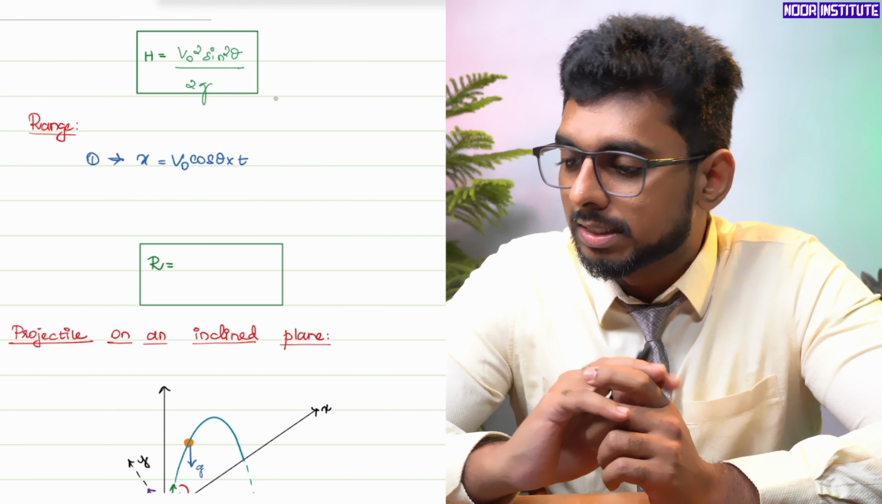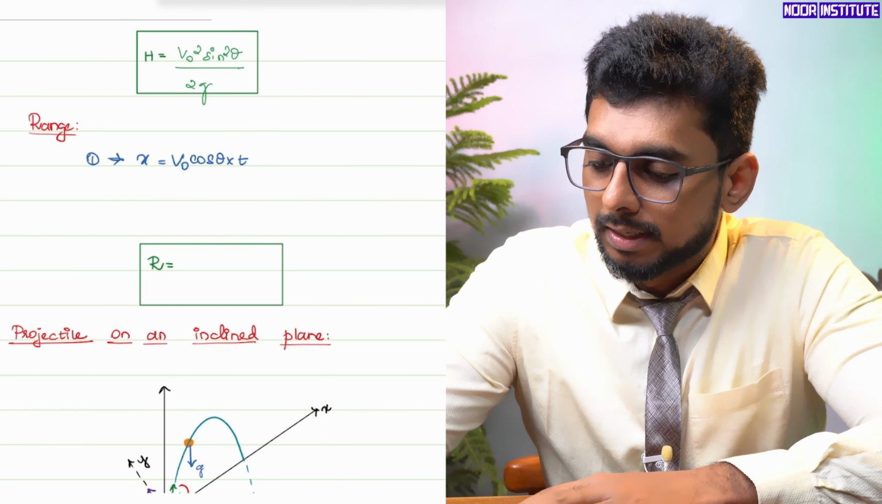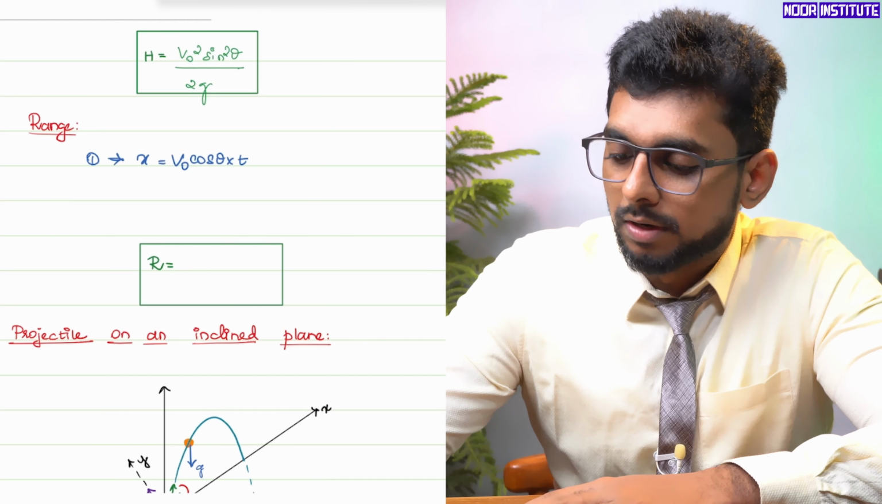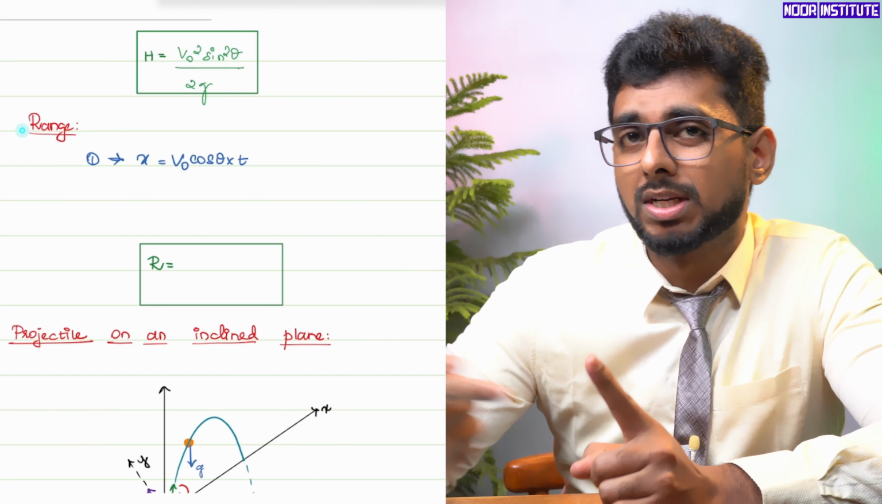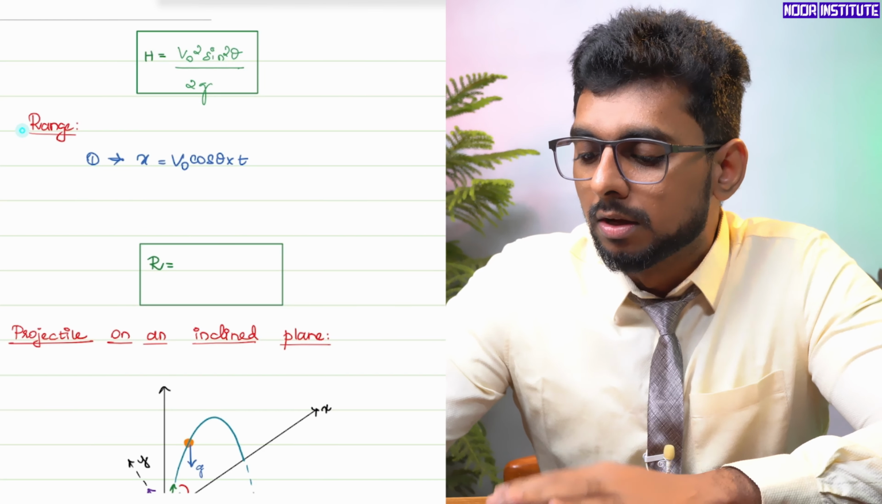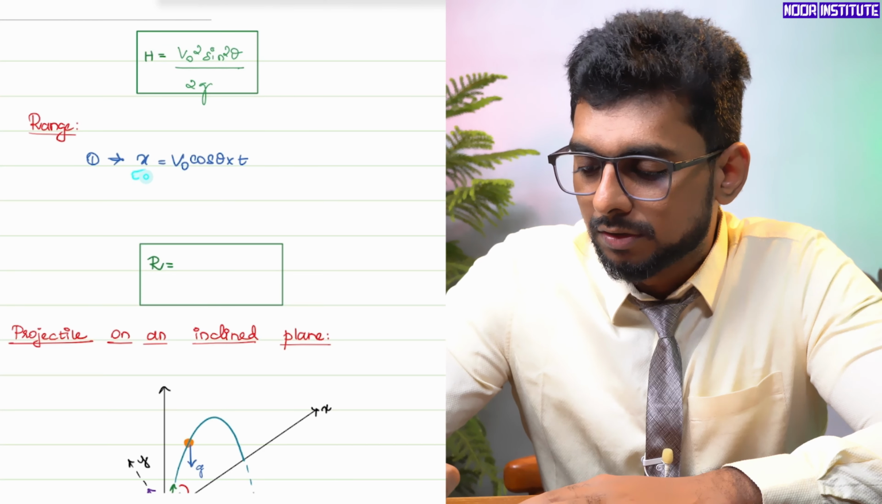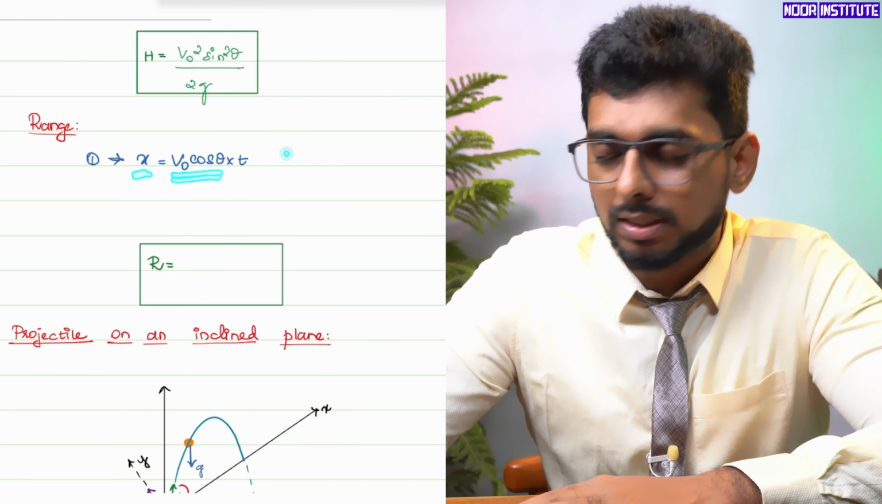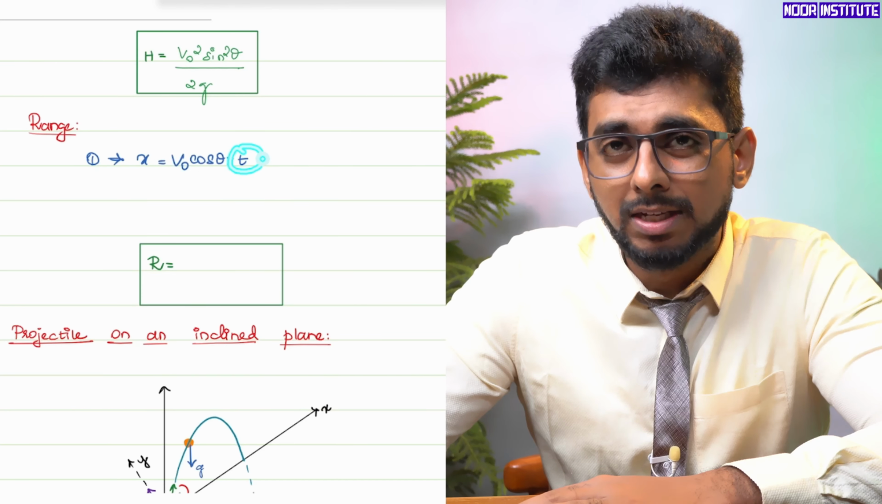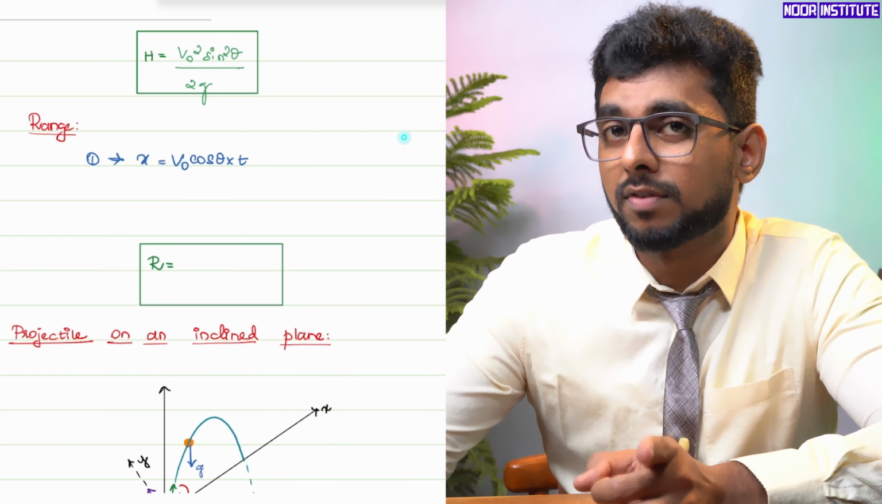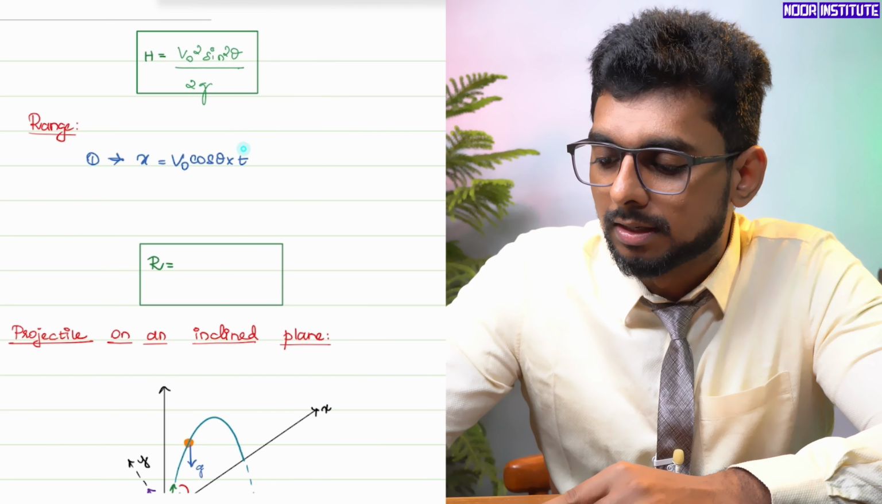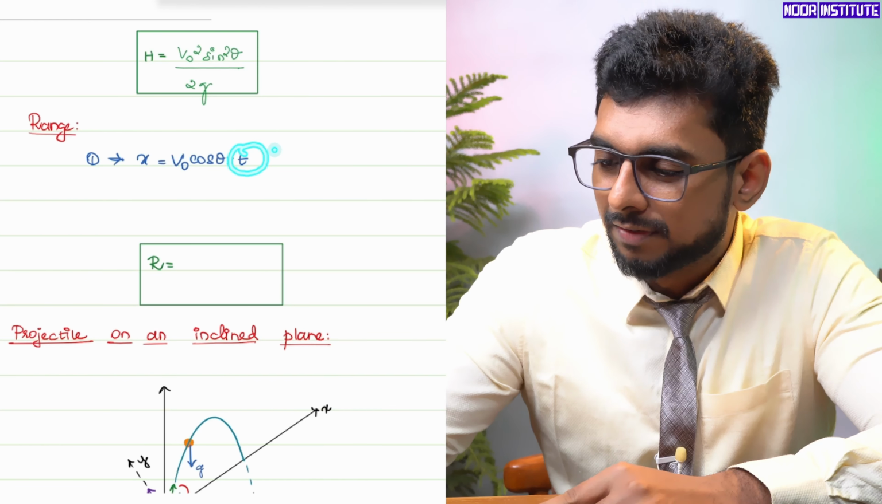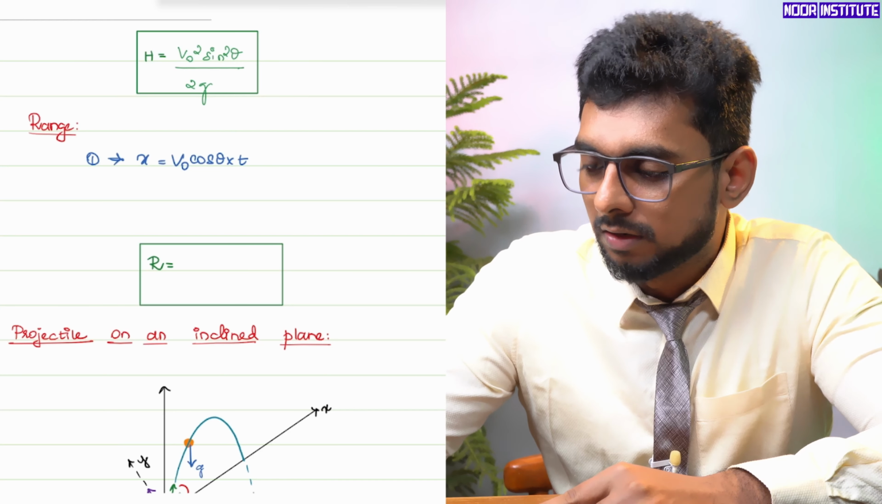Next, the thing that we are going to find is the range. Range is the maximum horizontal displacement that it has covered. So the x equation is straight away: x will be equal to V naught cosine theta into t. Instead of this t, I'll substitute the total time of flight, and then with a simple trigonometric relation, you'll end up getting the range.